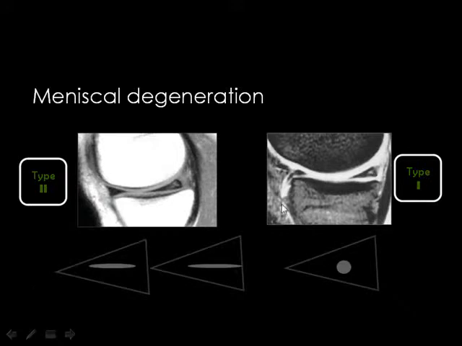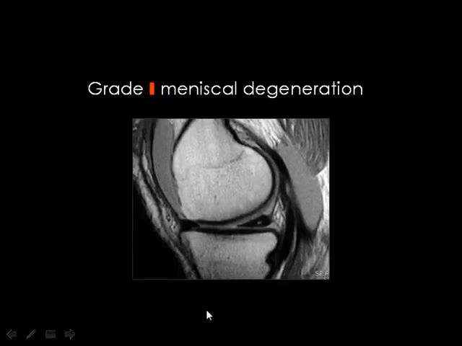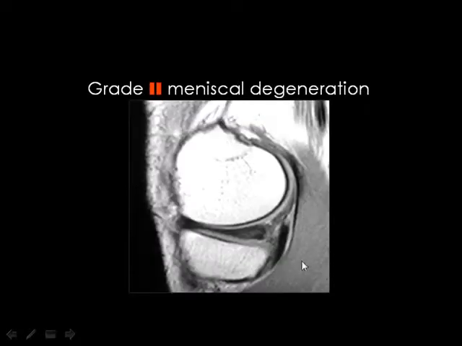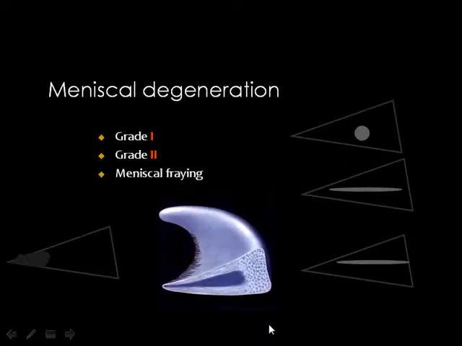Then, this is grade 1 degeneration, and this is grade 2 degeneration. Okay? Then, what do you think of this? Yes, the grade 1 degeneration. It's just a dot in the meniscus. Then what do you think of this? This is grade 2 because it is a larger area of abnormal signal.